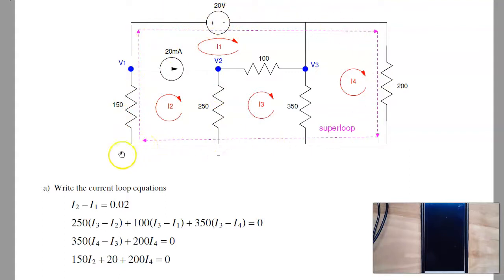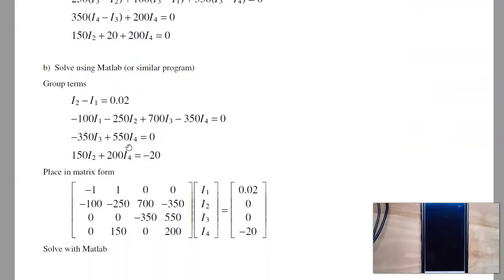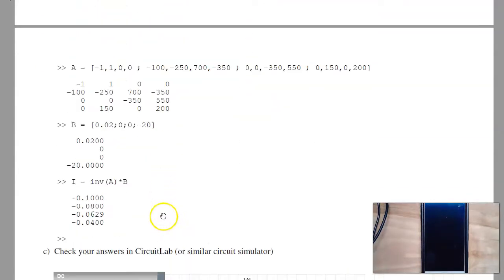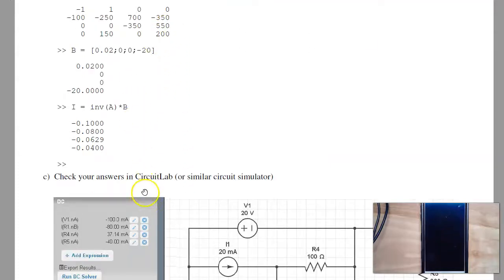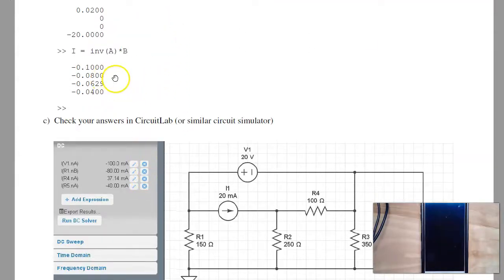I chose the big outer loop, which gives you 150 I2 plus 20 plus 200 I4, and then back where I started, equals 0. To solve, group terms, put in matrix form. Again, on the quiz, this is where you stop. On the homework, I can solve. So throw this into MATLAB. I should get minus 100 milliamps, minus 80 milliamps, minus 62 milliamps, minus 40 milliamps.